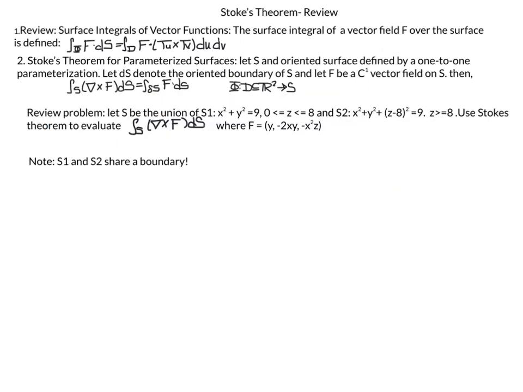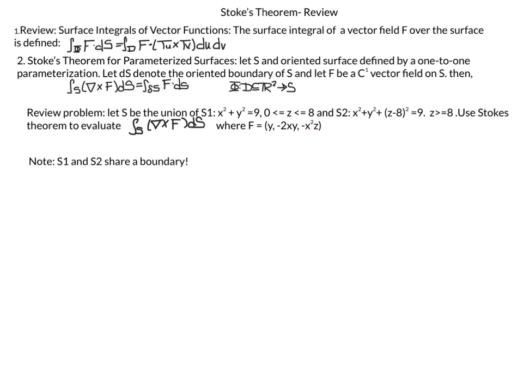For review, I have this problem for you to try. Let S be the union of two surfaces, S1 and S2. S1 is the cylinder x squared plus y squared equals 9, and z goes between 0 and 8, and S2 is the hemisphere x squared plus y squared plus (z minus 8) squared is equal to 9 for z greater than 8. The problem is to use Stokes' theorem to evaluate the curl of F on this surface, where F is equal to y, minus 2xy, and minus x squared z.